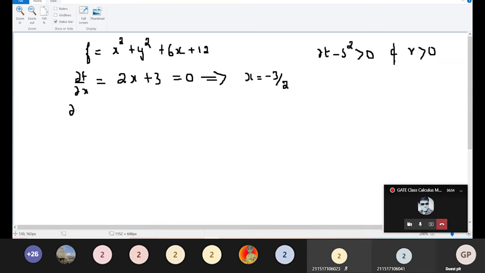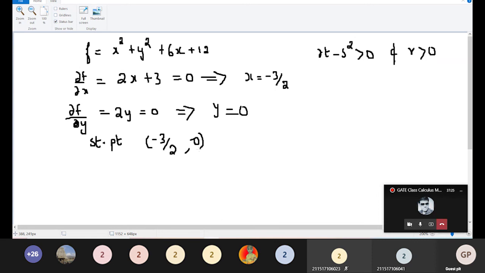And dou f by dou y we have to find out. That is 2y. Differentiating other terms, it will be 0. If we are taking this condition, we have to take dou f by dou y equal to 0. So y equal to 0. So the stationary point in this problem is minus 3 by 2, comma 0.